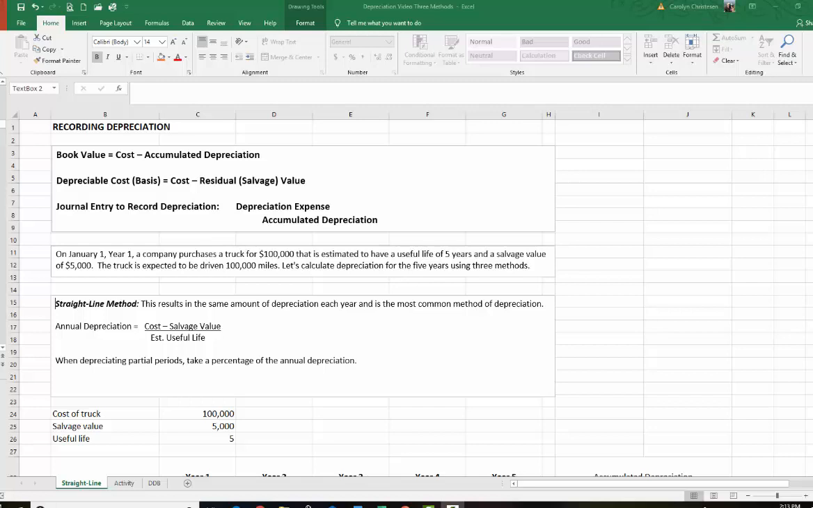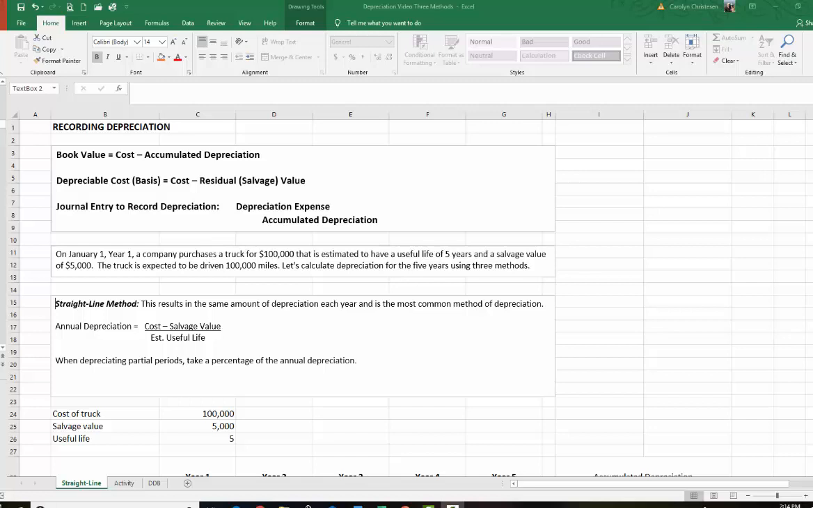Today is all about depreciation. So this video is going to cover depreciation using three different methods: the straight line method, a units of activity method, sometimes called units of production, and double declining balance.